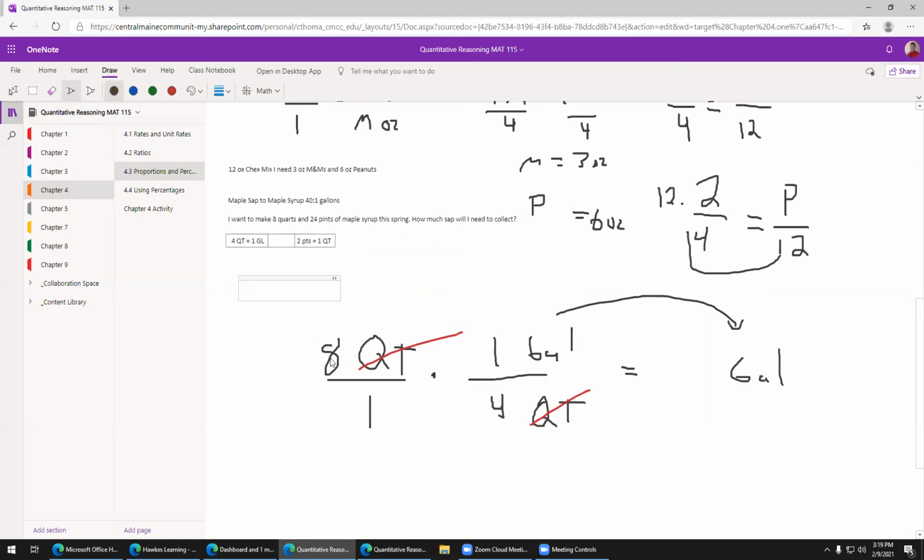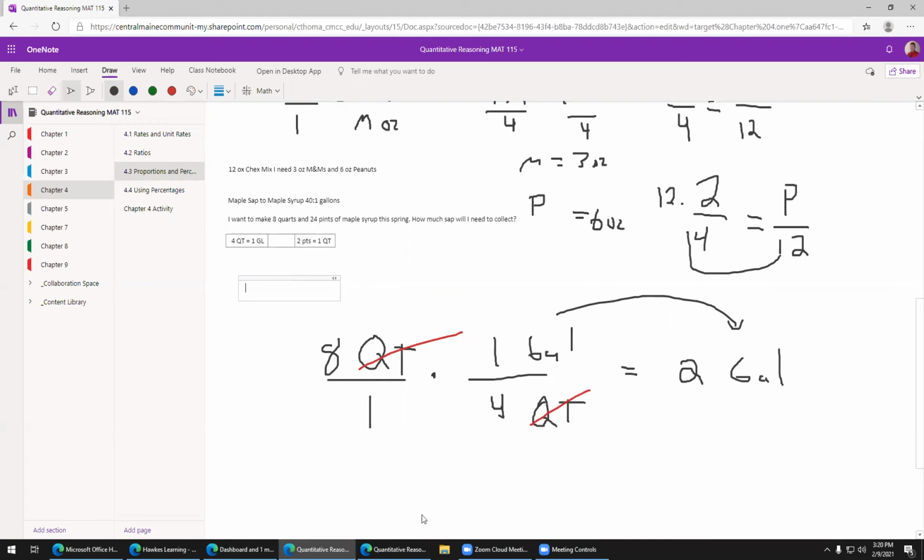So now I end up getting 8, and the 4 is on the bottom, so that becomes 8 divided by 4. So I need 2 gallons of syrup, right? To fill my 8 quarts.